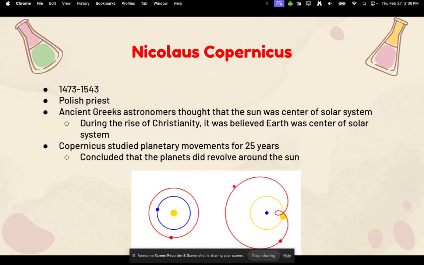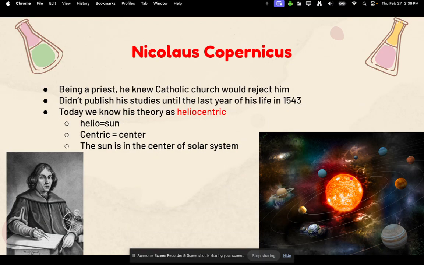So, Copernicus studied planetary movements for 25 years, and he concluded that the planets did indeed revolve around the sun. So, he concluded that the ancient Greeks were right and that the Christian belief was incorrect. Being a priest, he knew the Catholic Church would reject this idea. So, he was so afraid that he didn't actually publish his studies until the last year of his life in 1543. Today, we know his theory as heliocentric. Helio meaning sun, centric meaning center. So the sun is at the center of our solar system.